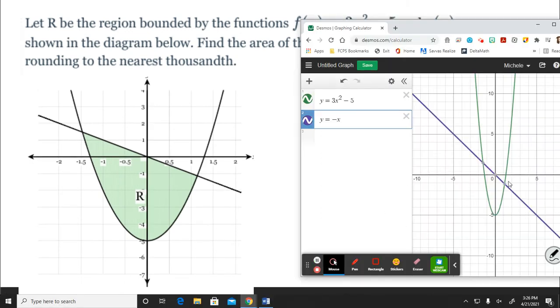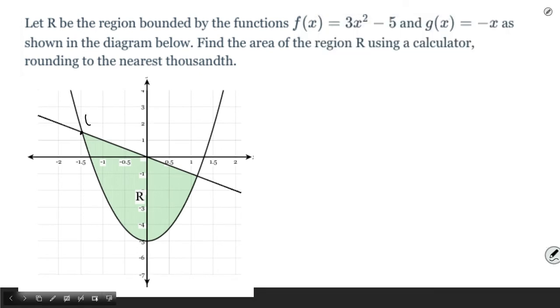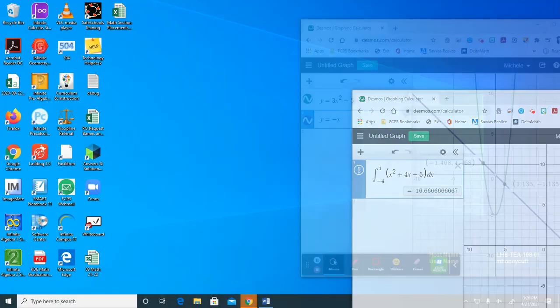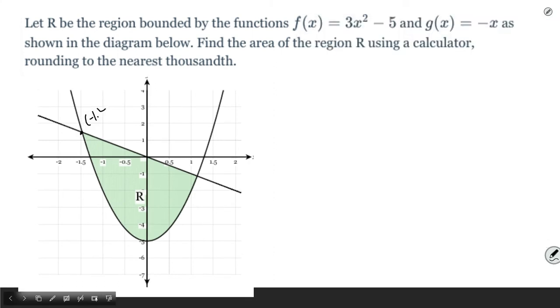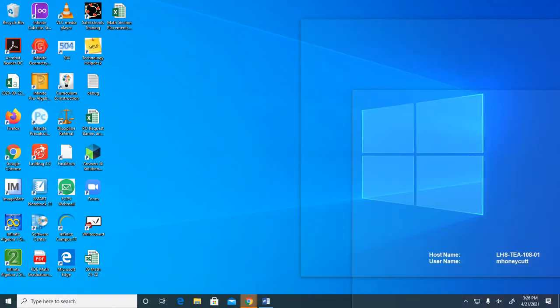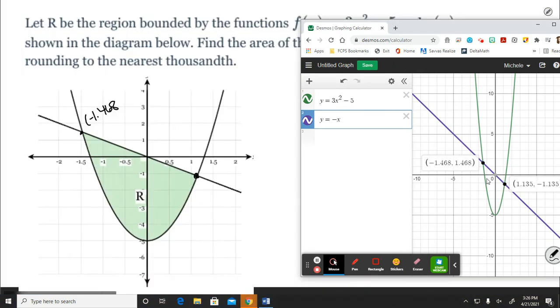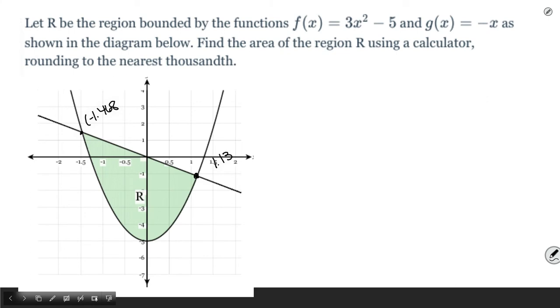So I've got Desmos pulled up here. I'm clicking on my intersections. I'm going to label. So from x equals -1 point, where was it? There we go, -1.468 to x equals 1.135. Those are x values.